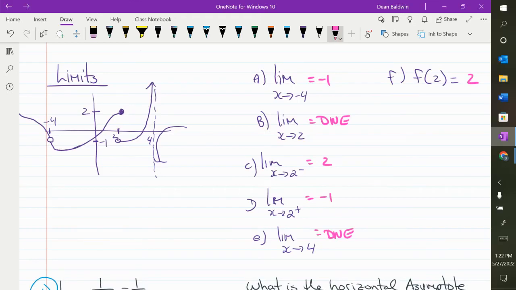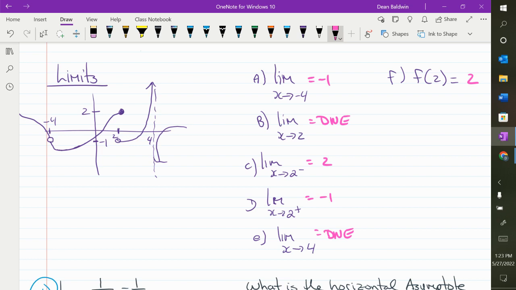The limit as x goes to 2. We approach different numbers from either side, therefore it does not exist. The limit as x goes to 2 from the negative side is 2. That is coming from the left side, which means you're coming up this arm here, which is 2. As you come from the positive side, you're coming down this, which is negative 1.